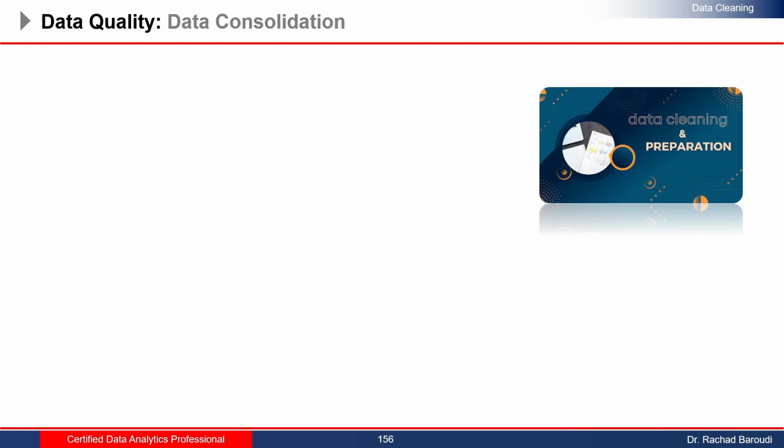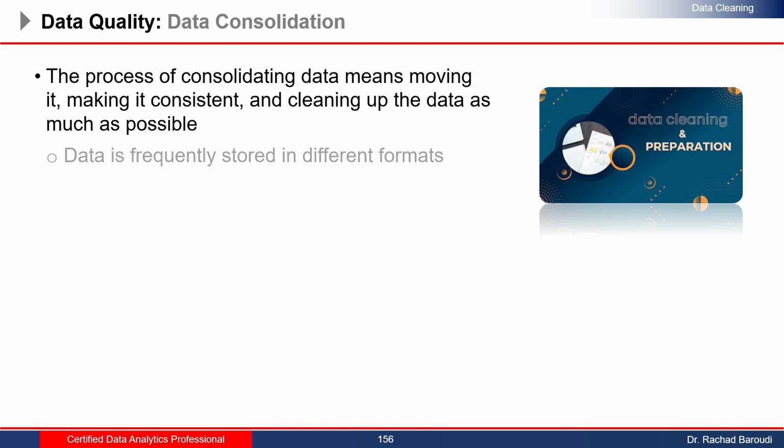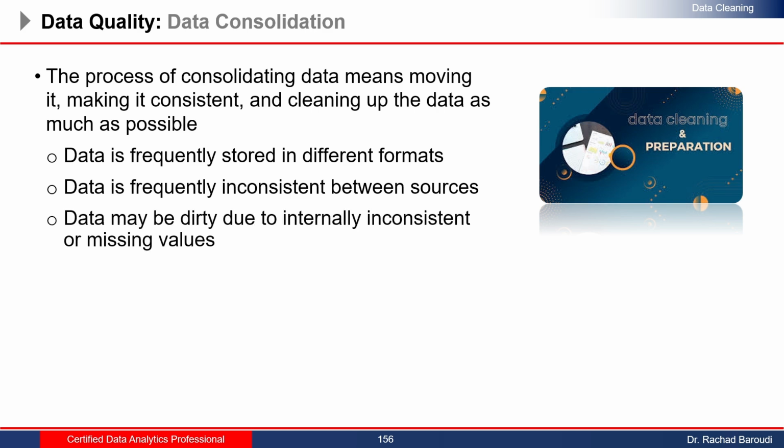The solution for all these issues is data consolidation. So the process of consolidating data means moving it, making it consistent, and cleaning up the data as much as possible. Here we're talking about different formats, like we already talked about before, inconsistency between sources, internal inconsistency also, or missing values.